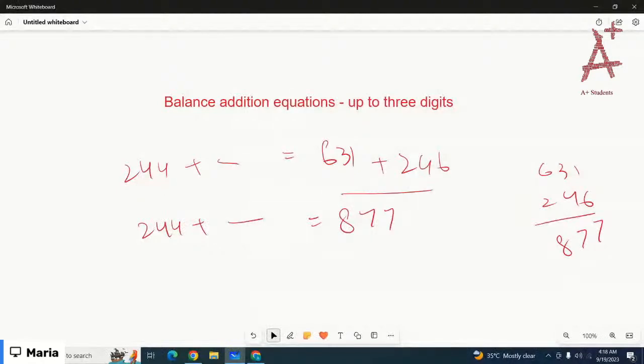Okay, hold on. I will explain again. Just listen to me carefully. Here is the same question: 244 plus the missing number equals 877. That is exactly the same as we did earlier. What you have to do? The sum of 244 and another number equals 877, and you have to find the missing number. How do you find the missing number?